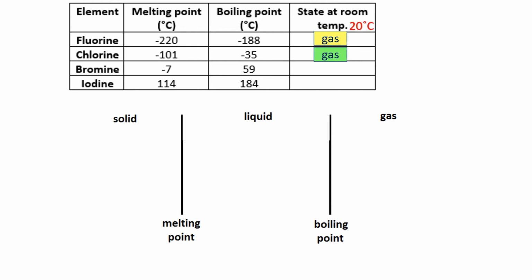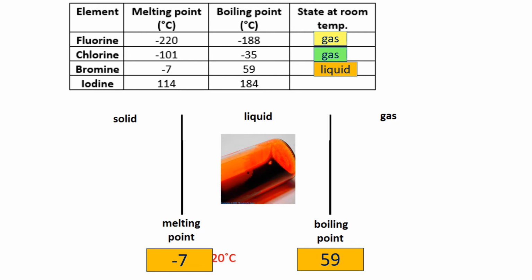Okay, so let's look at bromine. Hopefully you've had a go yourself. So melting point I know is -7 and boiling point I know is 59. Where is 20 degrees on that number line? Well, it's somewhere around here, isn't it? It's between the -7 and the positive 59. So bromine at 20 degrees is in that liquid area, isn't it? It's a liquid. And again, if you think back to the picture, you can see it's a liquid.